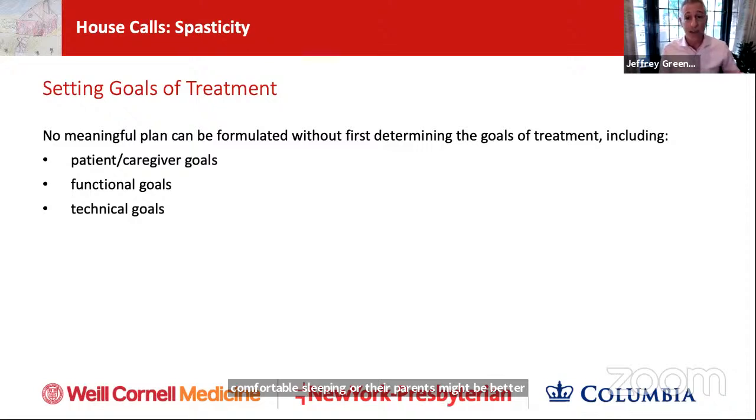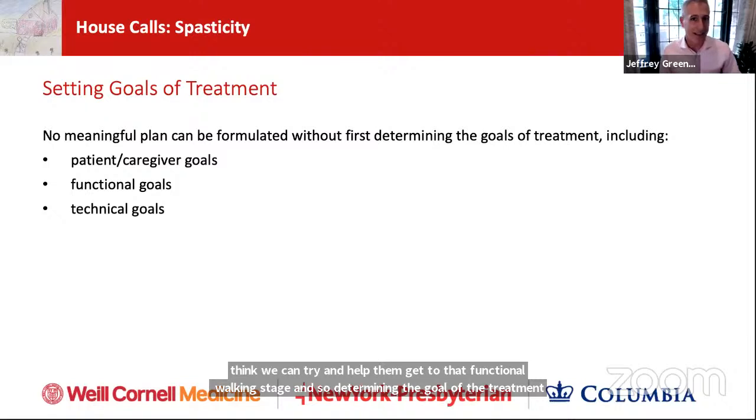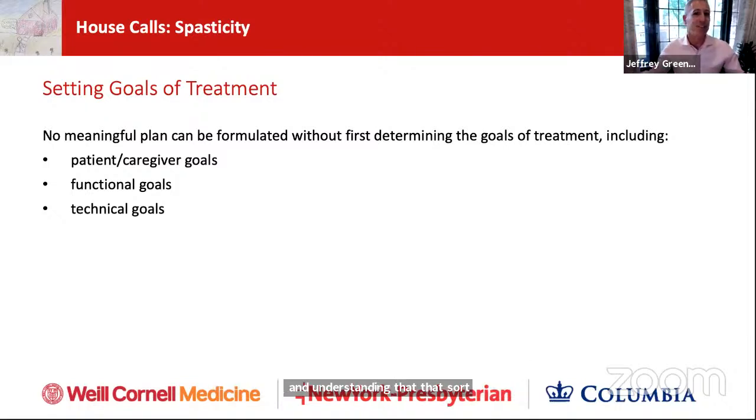And then there are some kids who are close to walking, and we think we can try and help them get to that functional walking stage. So determining the goal of the treatment and understanding that sort of match between what the caregiver wants and what the physician team is able to offer and feels is reasonable is the first step in understanding that that is a likely goal to try and pursue and to hopefully achieve. So that's what we start all our evaluations off with.